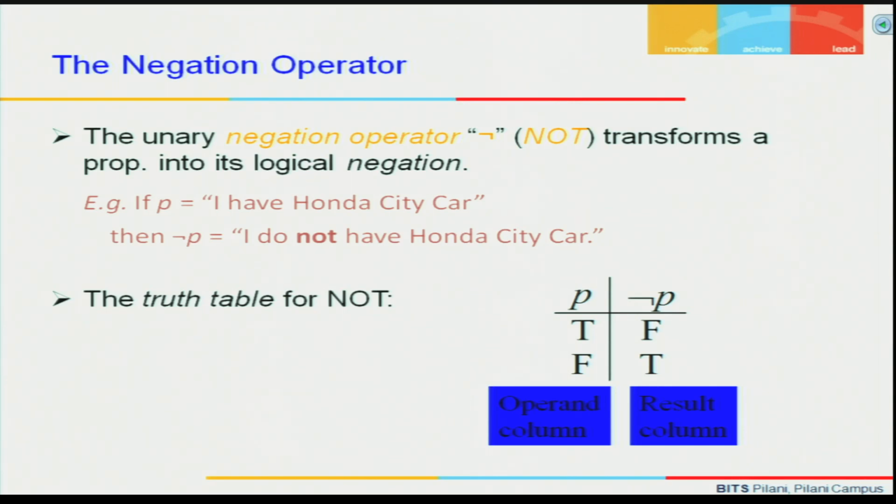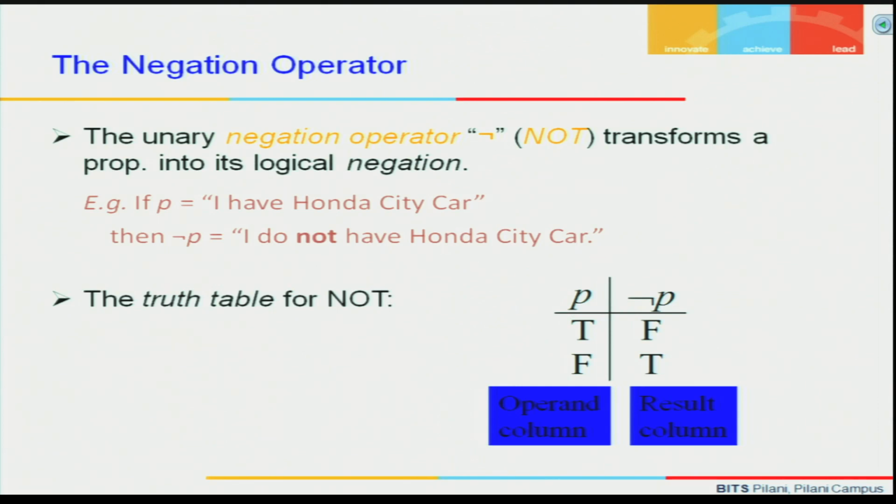Now when I put the negation operator on top of this proposition, I will get a result like: I don't have a Honda City car. This is exactly what is meant by the negation operator. When the negation operator acts upon any proposition, you get the reverse meaning, or the opposite truth value, of that particular proposition.